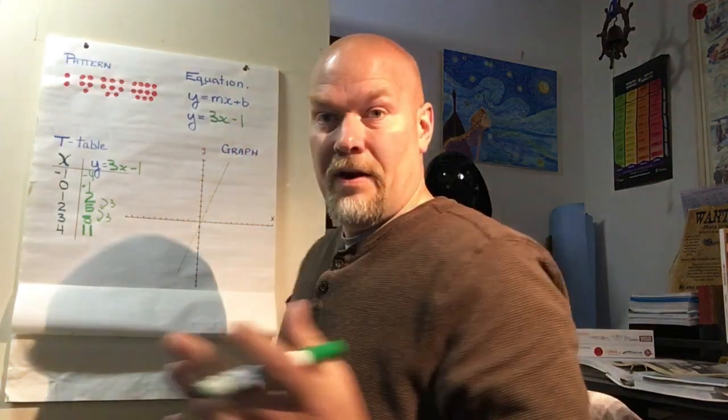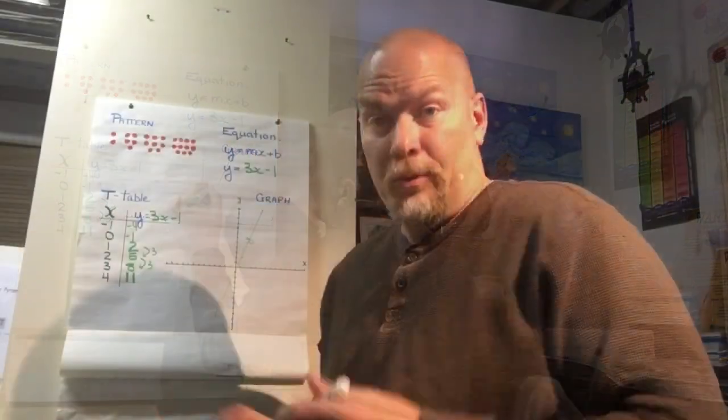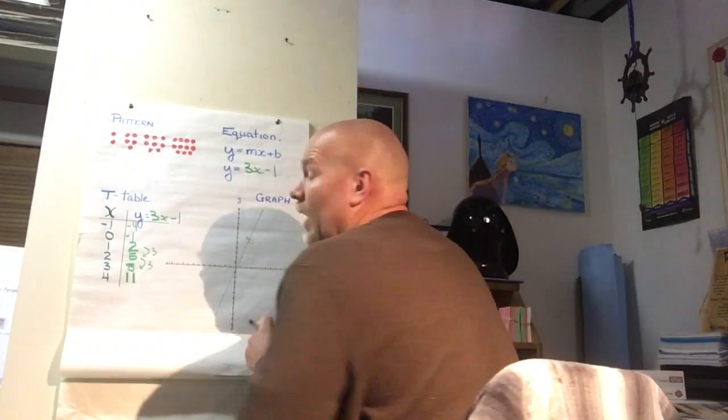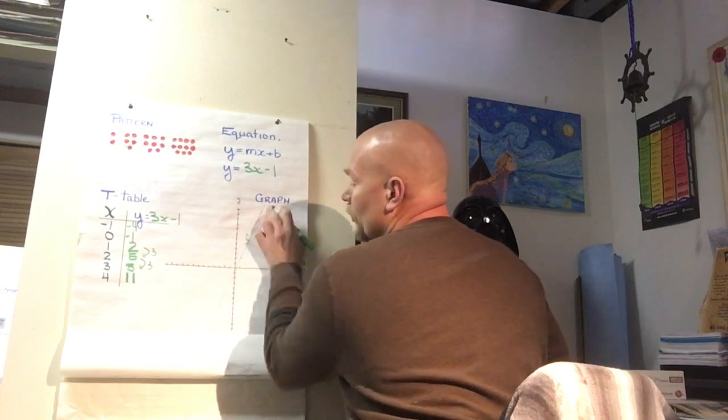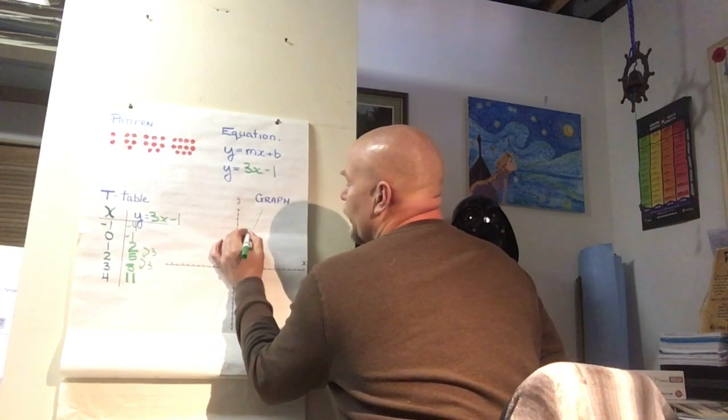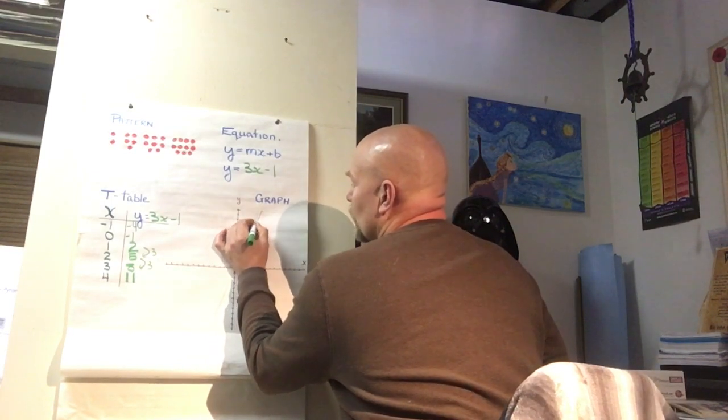All right, and there I have my line. If I'm going to do this properly, I will label my line with the equation. So you always label your line with the equation 3x minus 1.